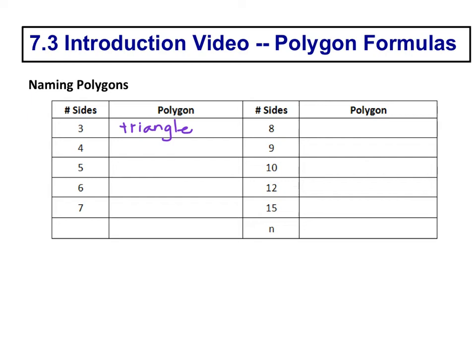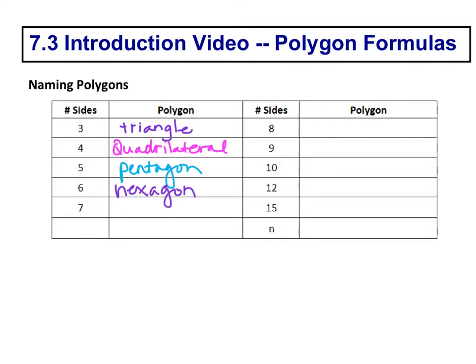A four-sided polygon is a quadrilateral. A five-sided polygon is a pentagon. 6 sides is a hexagon. 7 sides, now this is where we might not, I feel like probably 3, 4, 5, and 6 sides, you're pretty familiar with these. 7, 8, 9, 10, and so on, we might not know the names of these polygons as well.